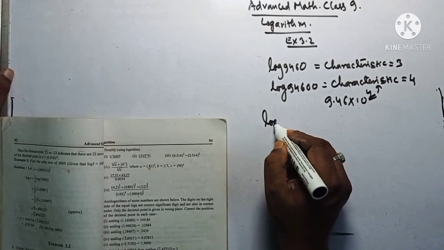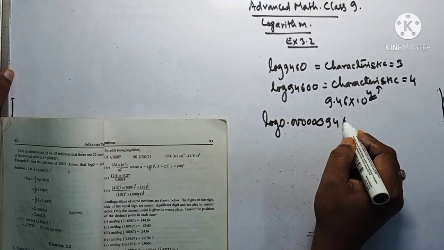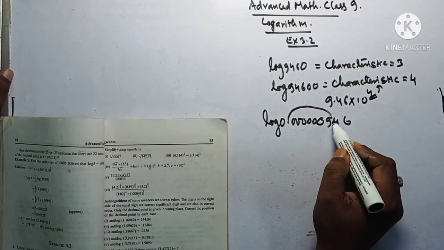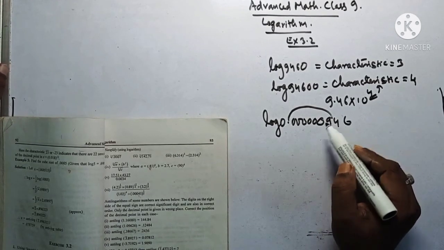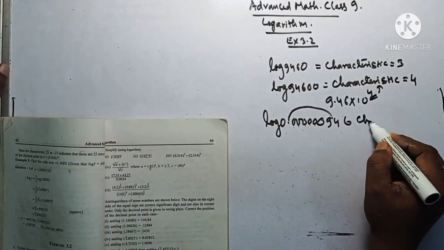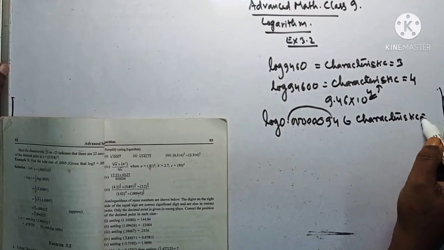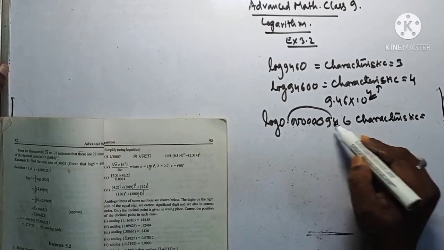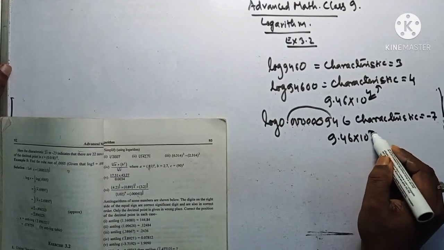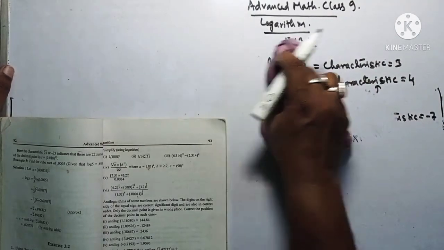Let me take one more example. Log 0.000000946. Your decimal shifts to the first non-zero digit. How many places? 1, 2, 3, 4, 5, 6, 7. So your characteristic is minus 7. In standard form it is 9.46 into 10 to the power of minus 7. So this minus 7 is your characteristic. This is all about characteristics.